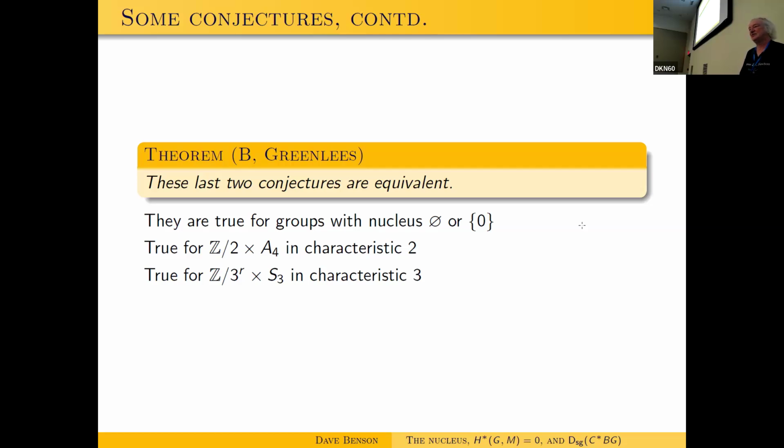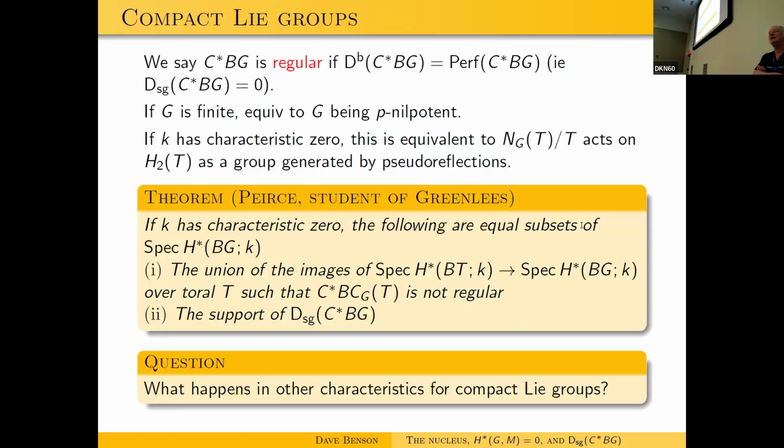It's not a trivial conjecture. I still have a few minutes. Did I have another slide? Yes, I did. Good. Okay, good.